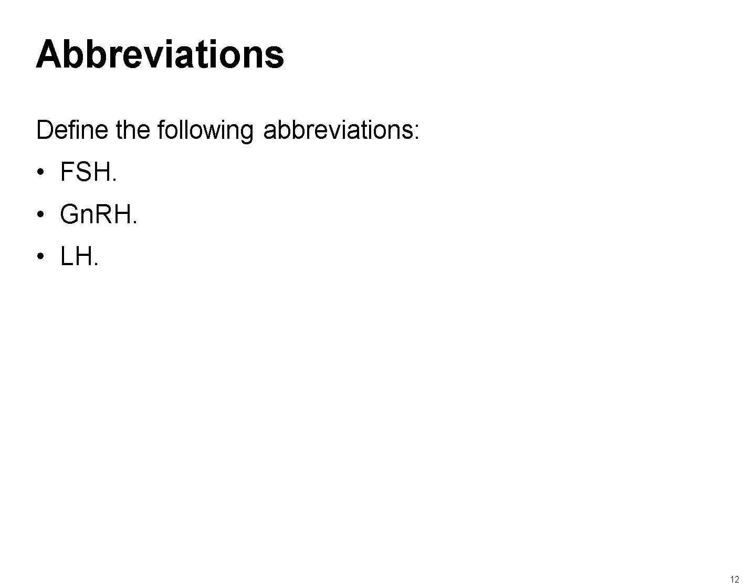Understanding and defining abbreviations is a fundamental skill in healthcare and science. Let's review some key abbreviations related to the reproductive system. FSH stands for follicle-stimulating hormone. This hormone, secreted by the pituitary gland, plays a vital role in stimulating the growth and maturation of ovarian follicles in females and the production of sperm in males.